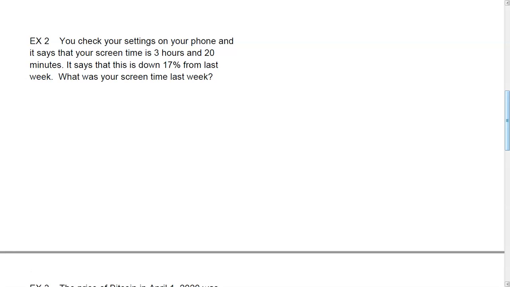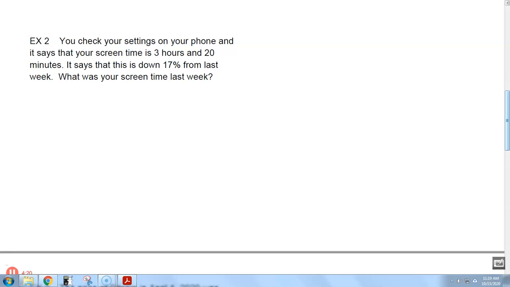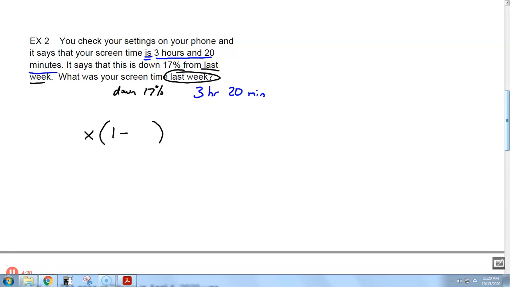All right, moving on to example 2. You check your settings on your phone, and it says your screen time right now is 3 hours and 20 minutes. And it says that this is down 17% from last week. So we were on our phone less. What was your time last week? We don't know the original amount, but we do know that we went down 17%.